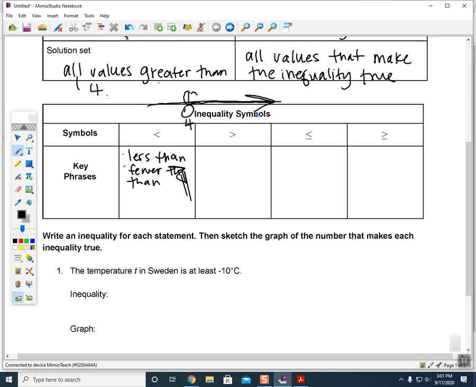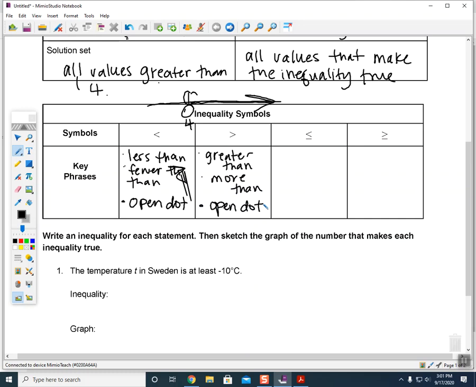So if I use the sign less than, it's not including 4, so this is going to be an open dot. If that's less than, that means this guy is greater than. You may see more than. This one is also an open dot. It does not include the value.